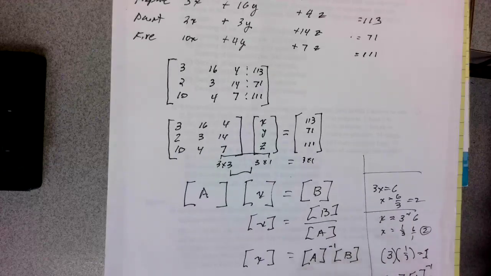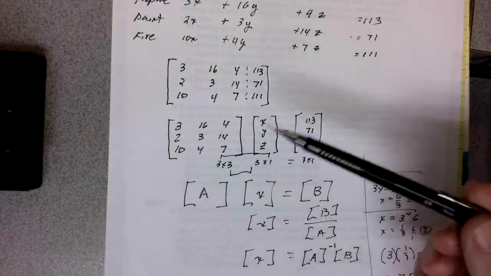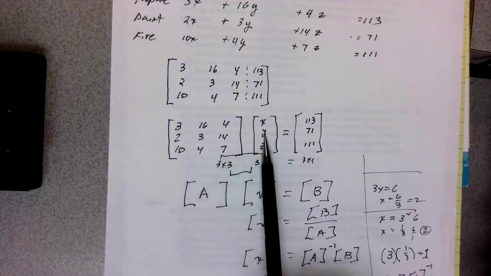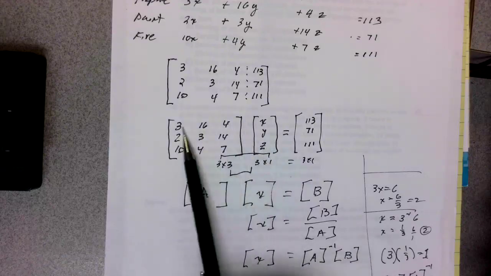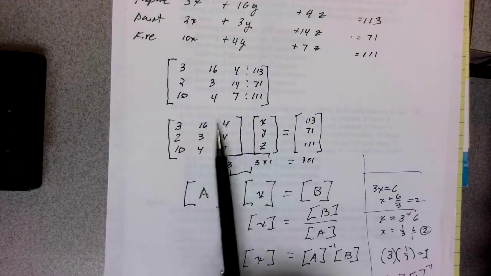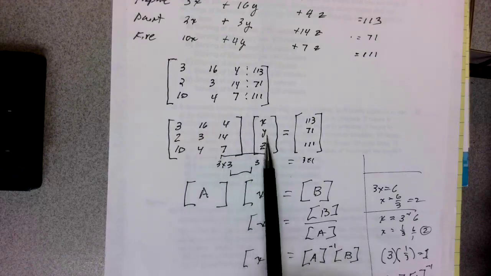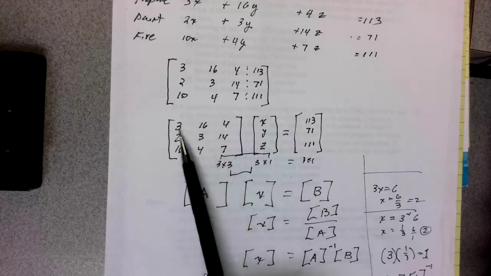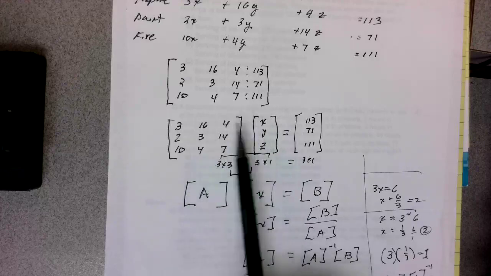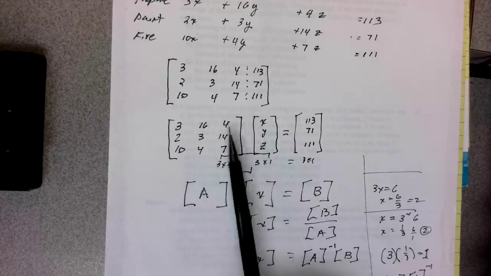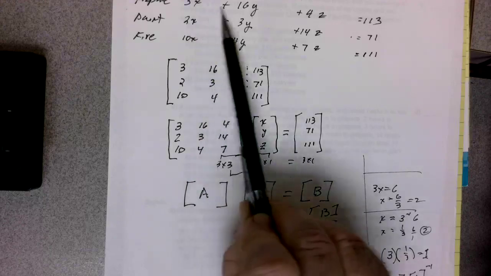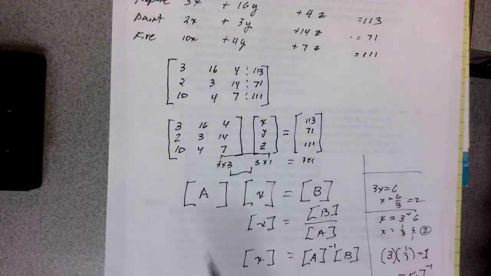Now, if you remember how matrix multiplication works, let's see if I take this row, which is an equation, and multiply it times the columns of this matrix, the rows times the columns, I'll get 3 times x plus 16 times y plus 4 times z equals 113. And that's identical to the linear equation that we had.